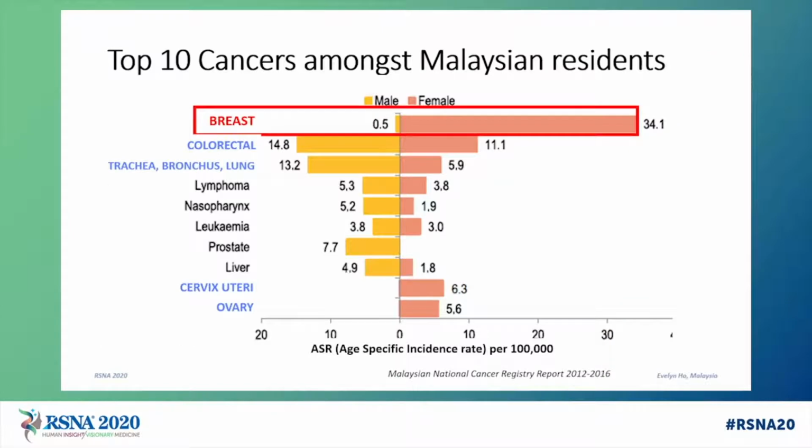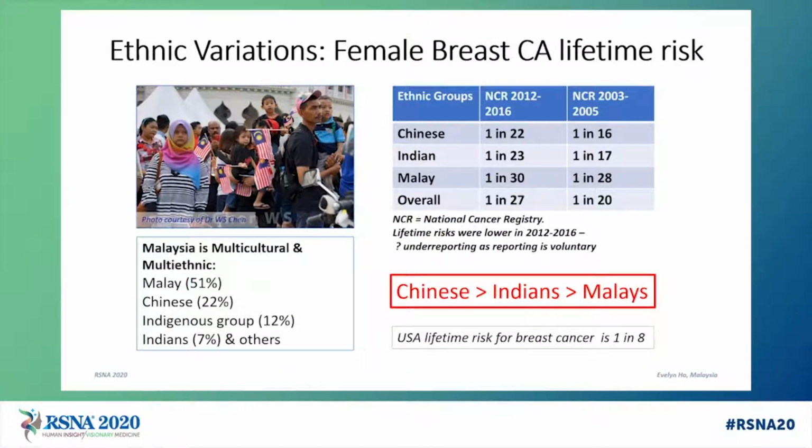In this chart, we can see that the overall top cancer in Malaysia is breast cancer. Malaysia has a multicultural, multi-ethnic composition. Lifetime risk for breast cancer varies amongst the top 3 ethnic groups: Chinese more than Indians, more than Malays, although the latter makes up the majority ethnic group. The relatively lower overall lifetime risk from the National Cancer Registry 2012 to 2016 is thought to be due to underreporting, as reporting of new cases of cancer is a voluntary exercise.